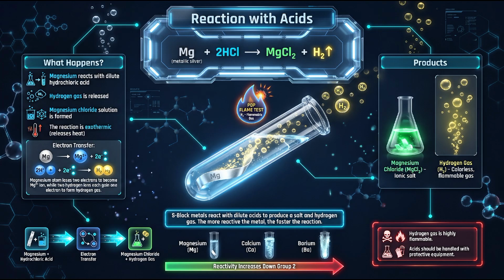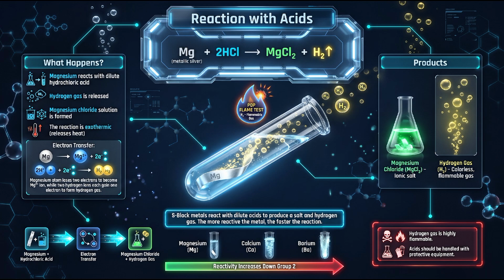The image identifies 2 products of the reaction. The first product is magnesium chloride, which is an ionic salt. It consists of magnesium ions and chloride ions held together by strong ionic bonds. The second product is hydrogen gas. The image describes hydrogen as a colorless, flammable gas. Since hydrogen is much less dense than air, it rises upward after being produced.